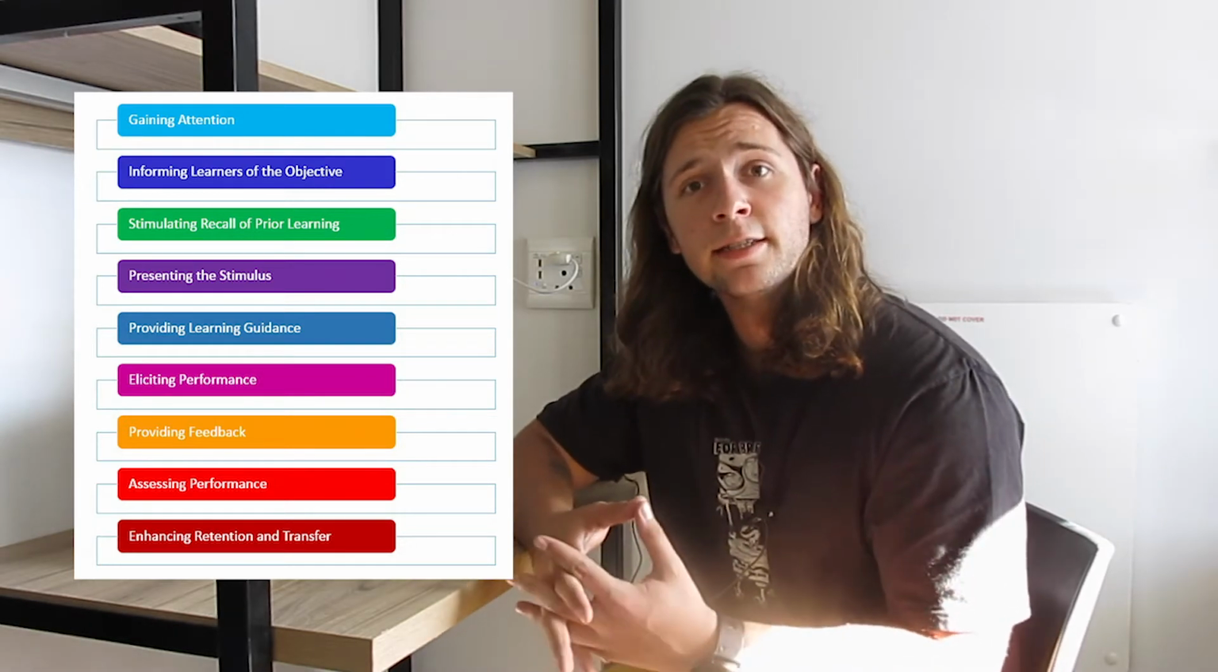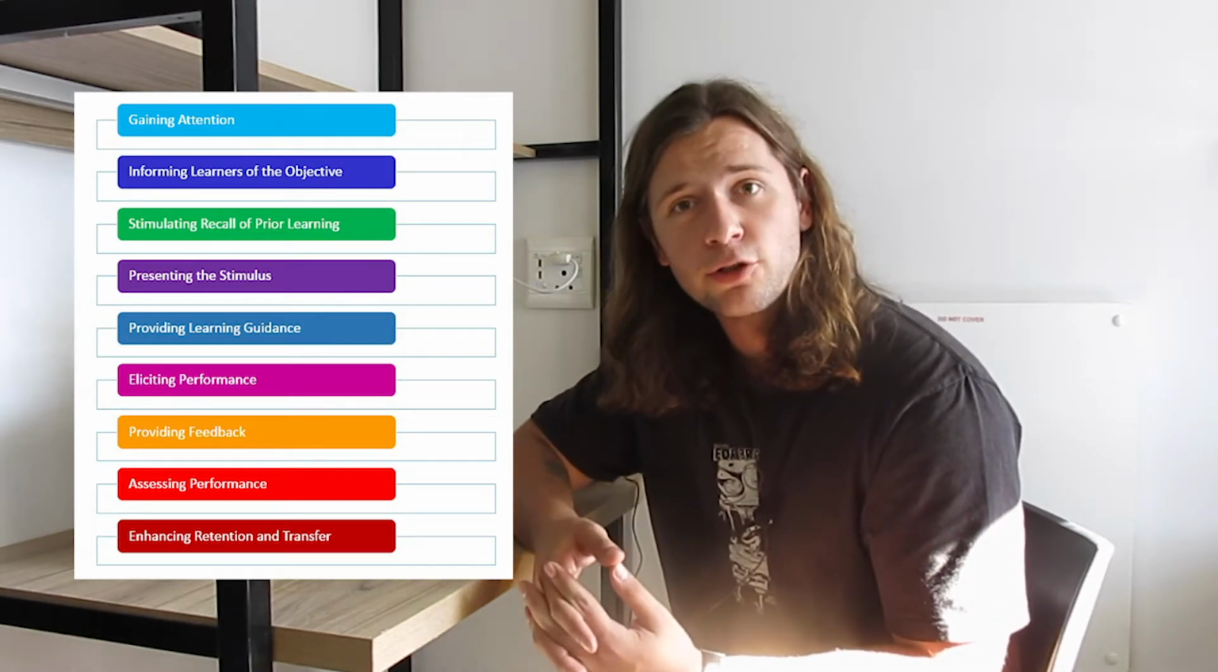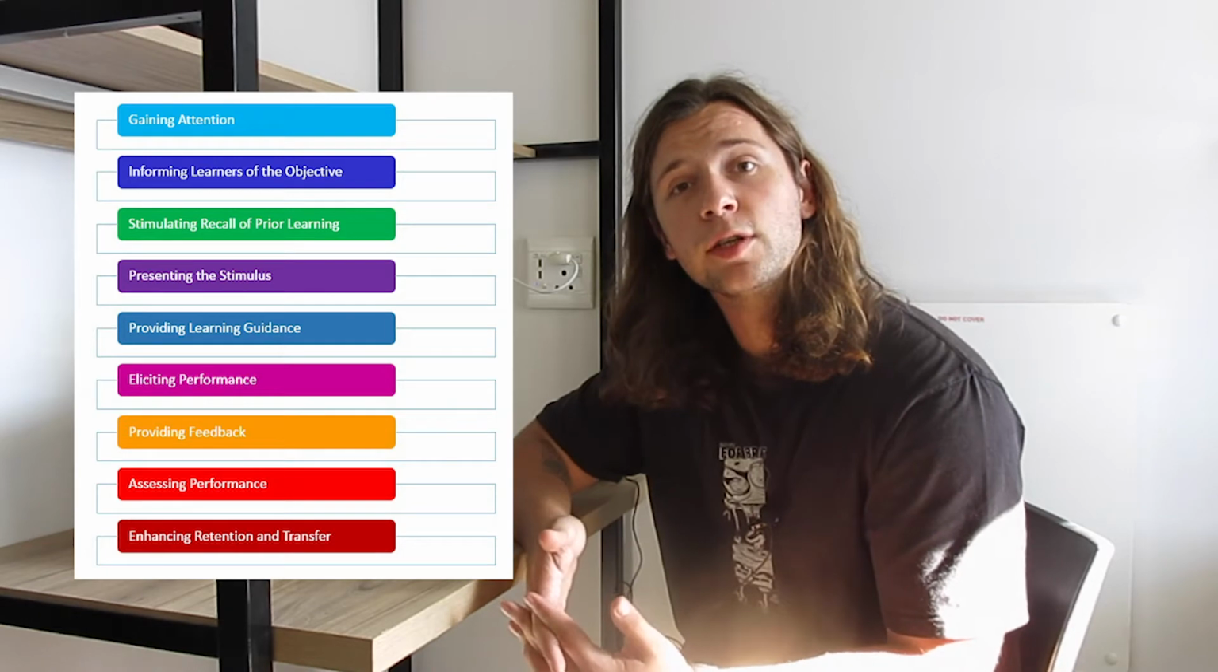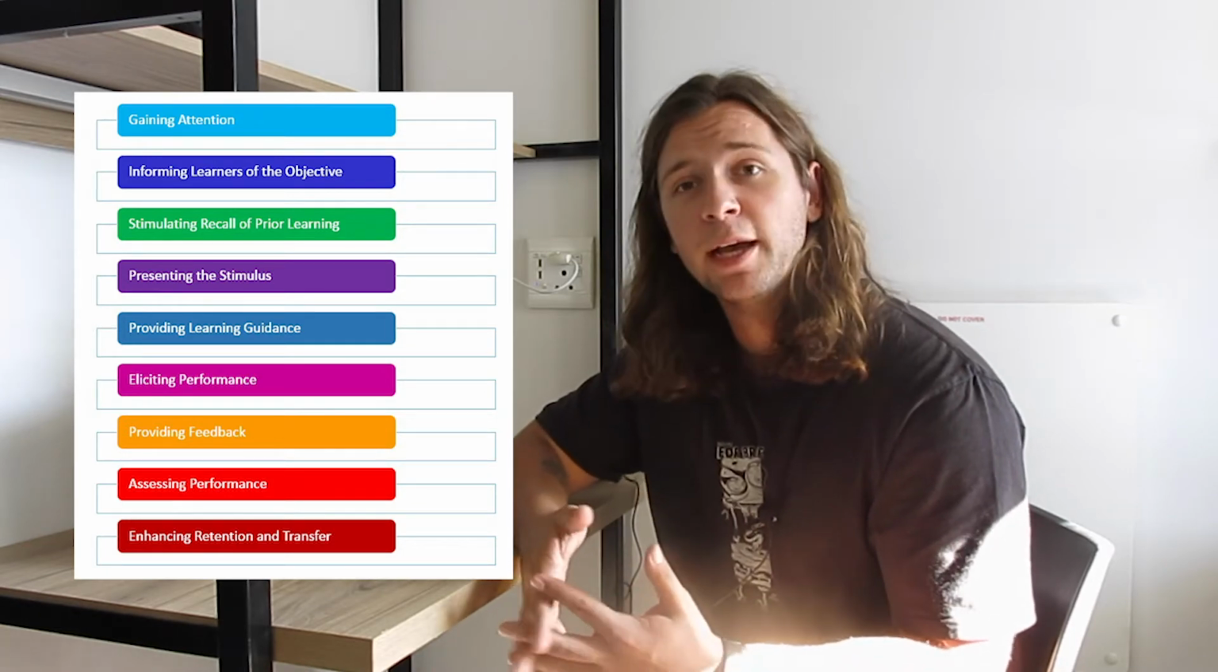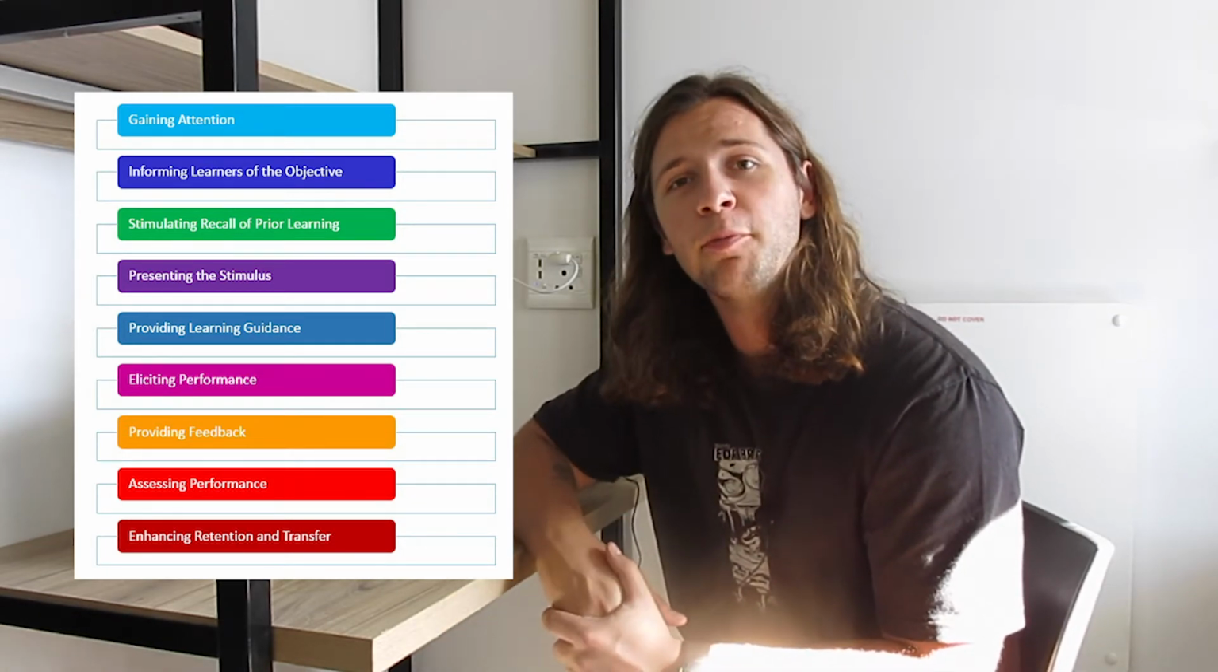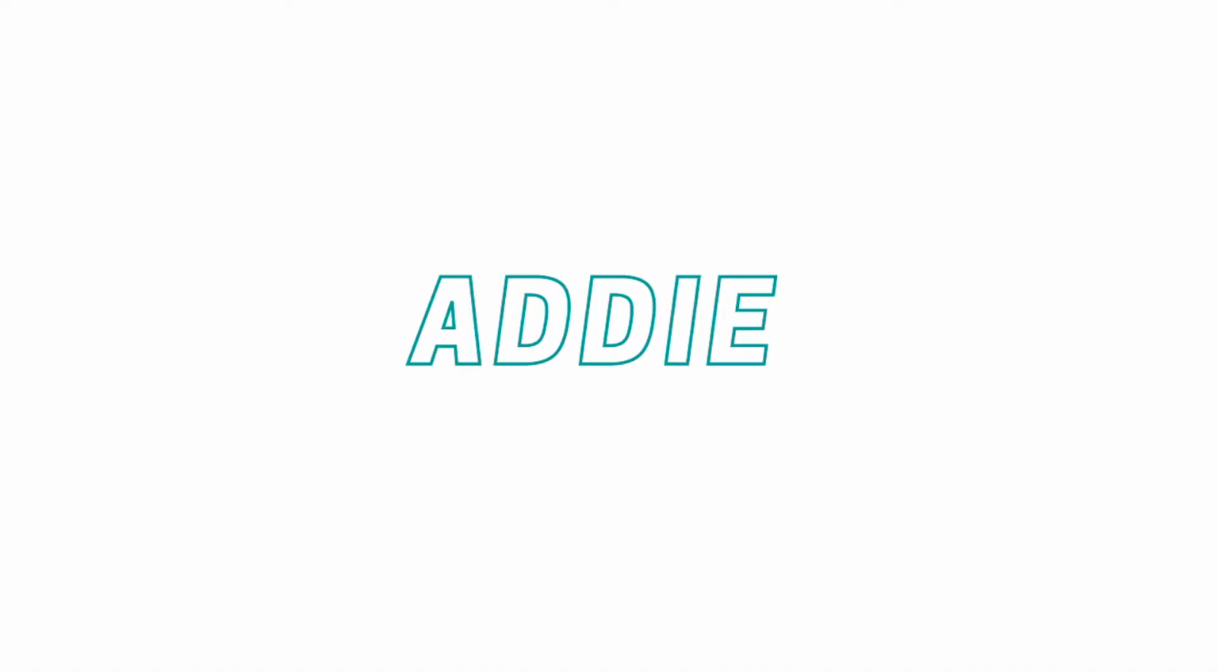So that is Gagné's 9 events for instruction. It was the first model that was ever created back in World War II. The next model up is the ADDIE process. Now, the ADDIE process is one of the most common processes or models being used at the moment within industry. ADDIE stands for Analyze, Design, Develop, Implement, and Evaluate.